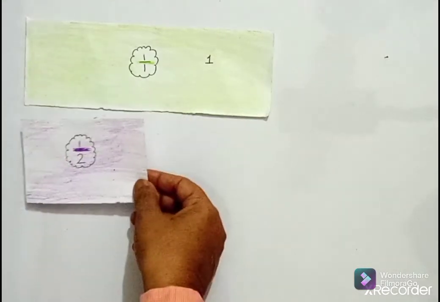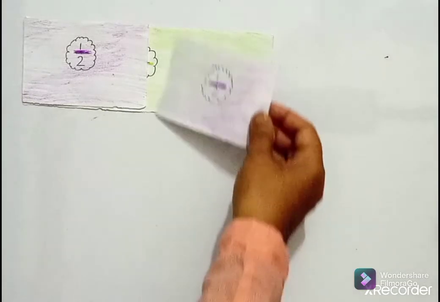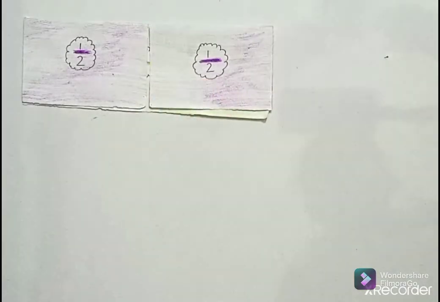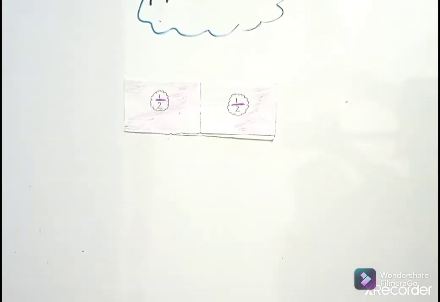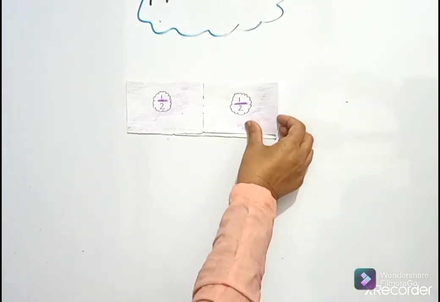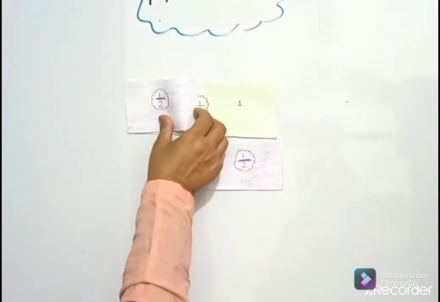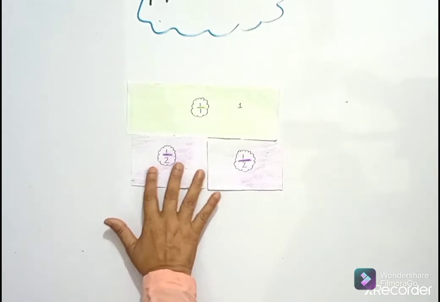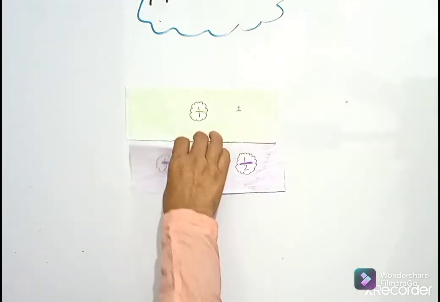Now look at this. This whole is divided into how many equal parts? Very good. 2 equal parts. So this is called fraction. When you have a part of something, it is called fraction. Understood this? Very good.